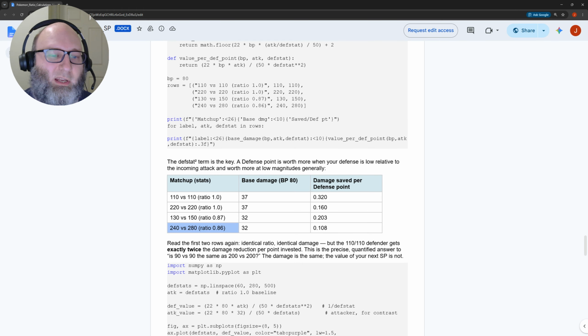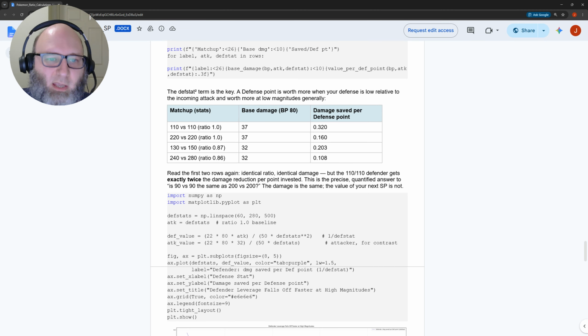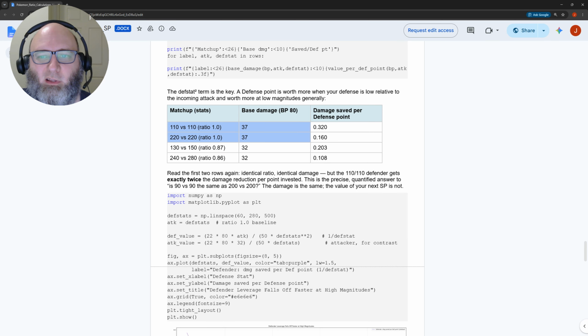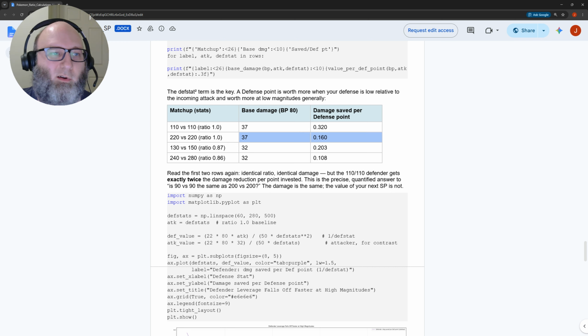So if you're already 40 above, in that high 200 range, investing an extra 32 is not going to get you significant damage gains. It might be the difference in a specific scenario, but again, if you're just going at it generically, this is where you get more bang for your buck. So again, if you're reading the first two rows, identical ratio, identical damage, but the 110 defender gets exactly twice the damage reduction per point invested compared to a higher number.